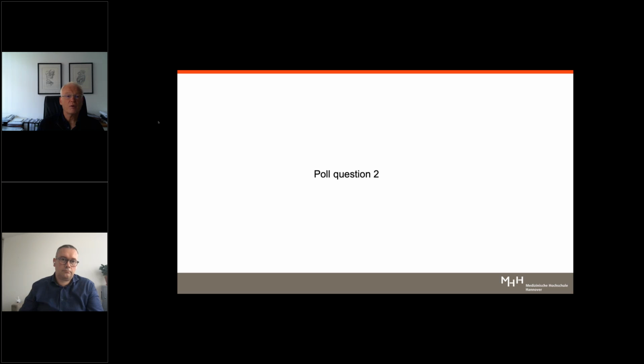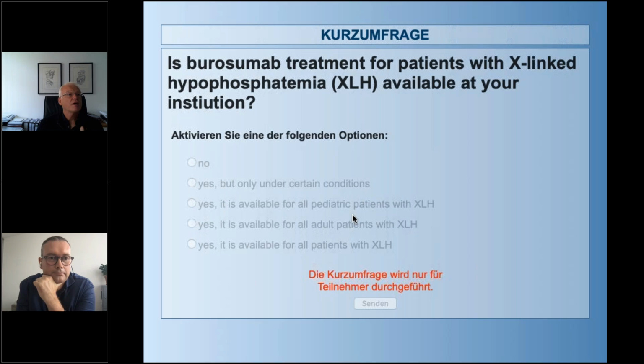So now there's a second poll question. Could you start the second poll question? It's here. So Michael, I would like to know if burosumab is available for treatment of XLH at your center or at your institution. You may say no, yes, but only under certain conditions, for example biochemical conditions, proven XLH genetic diagnosis. And if it's available, is it available for all children, for all adults, or for all patients, that means children and adults? So please give an answer.